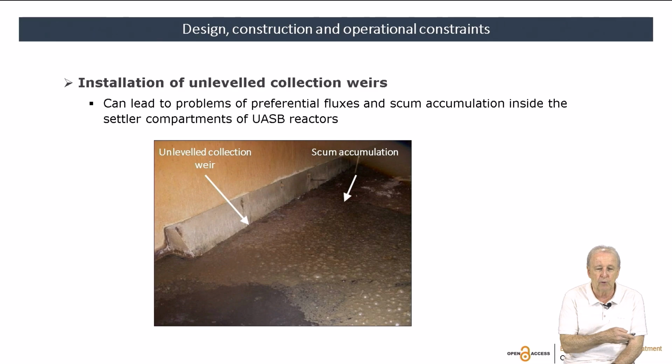And you can imagine, for instance, that if you have one reactor with 5 three-phase separators and one collection weir on each side, so 5 three-phase separators times 2 collection weirs per three-phase separator, we're going to have 10 collection weirs. So the level should be the same in the collection weir itself, but also should be the same among all 10 collection channels and weirs. So it's a very important point to pay attention to during the construction.